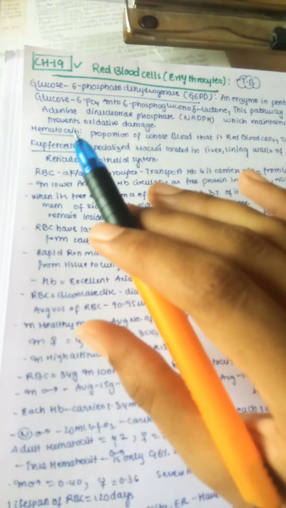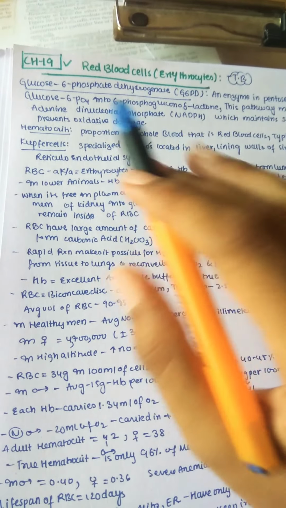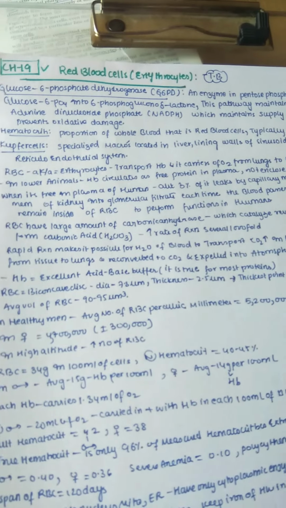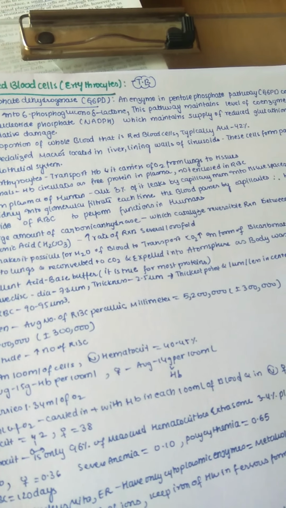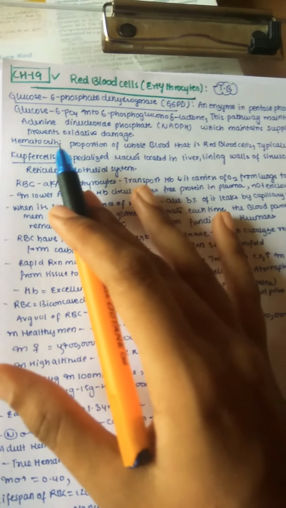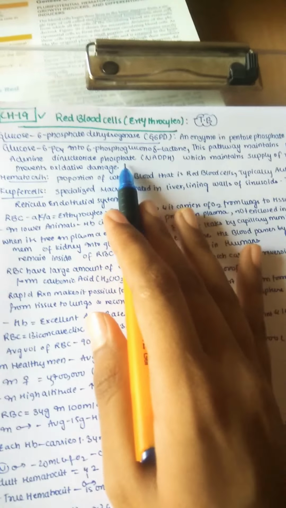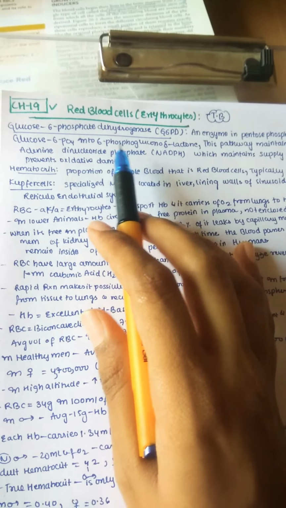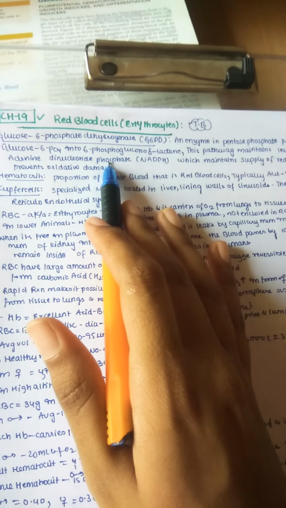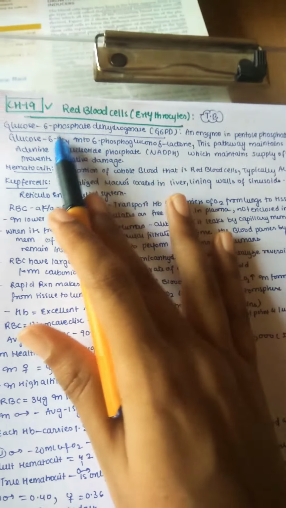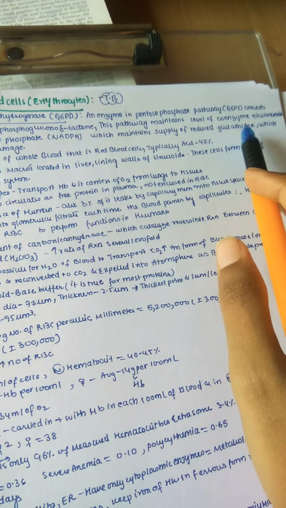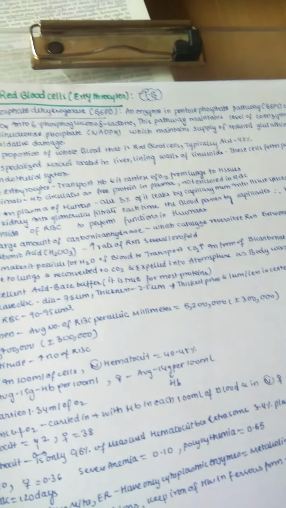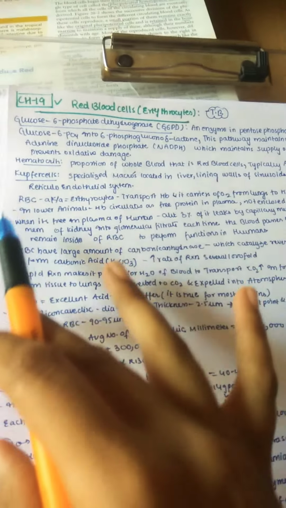So first one is glucose 6 phosphate dehydrogenase, also known in simple form as G6PD. This G6PD is basically an enzyme in the pentose phosphate pathway. It converts glucose 6 phosphate into 6-phosphoglucono delta lactone. This pathway mainly maintains the level of coenzyme nicotinamide, which is maintained by G6PD.